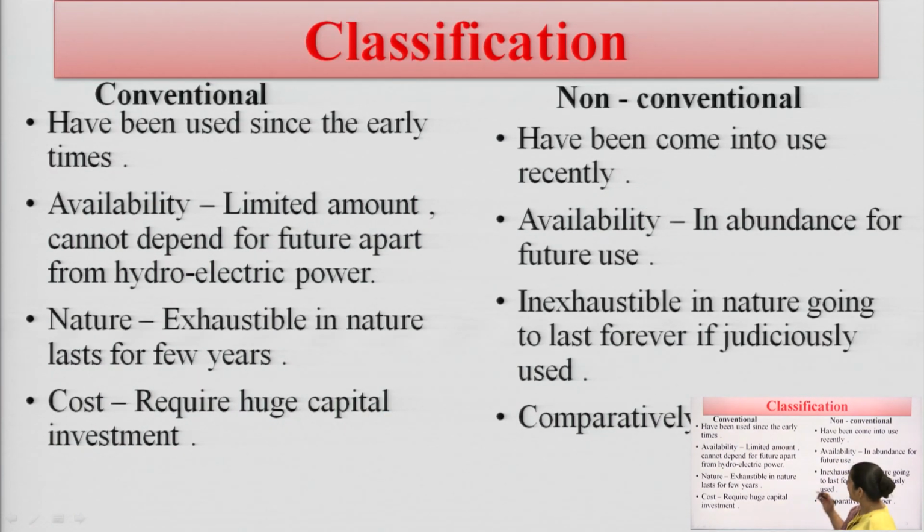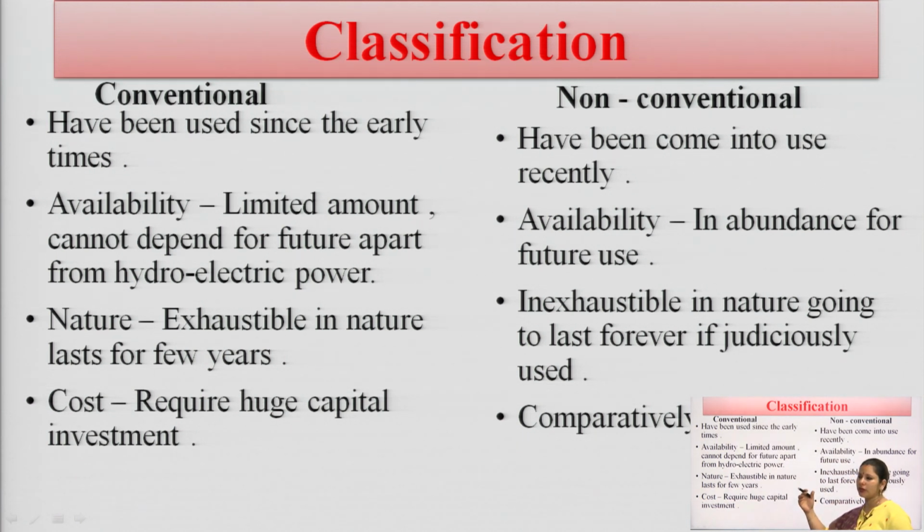Now, we are going to classify this energy resource in two forms. The first one is the conventional energy source and the second is the non-conventional energy resource. We will discuss one by one what the basic difference is in conventional energy resource, and how non-conventional differs from that conventional resource. First I will start with the conventional, which has been used since early time.